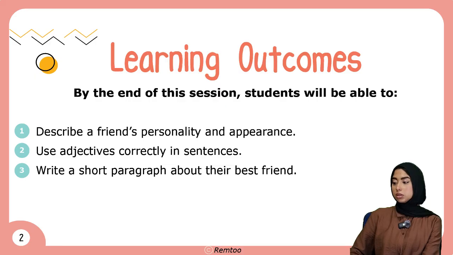So, in the learning outcomes, these are things you're supposed to know by the end of the session, so let me read them for you. By the end of the session, you'll be able to, number one, describe a friend's personality and appearance. Two, use adjectives correctly in a sentence. Three, write a short paragraph about your best friend.